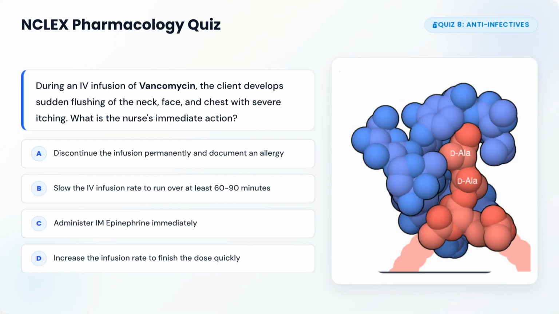During an IV infusion of vancomycin, the client develops sudden flushing of the neck, face, and chest with severe itching. What is the nurse's immediate action? A. Discontinue the infusion permanently and document an allergy. B. Slow the IV infusion rate to run over at least 60 to 90 minutes. C. Administer IM epinephrine immediately. D. Increase the infusion rate to finish the dose quickly.